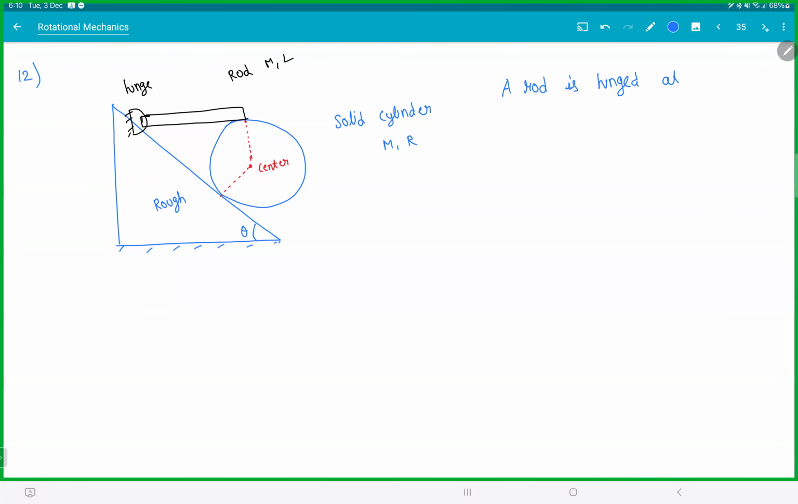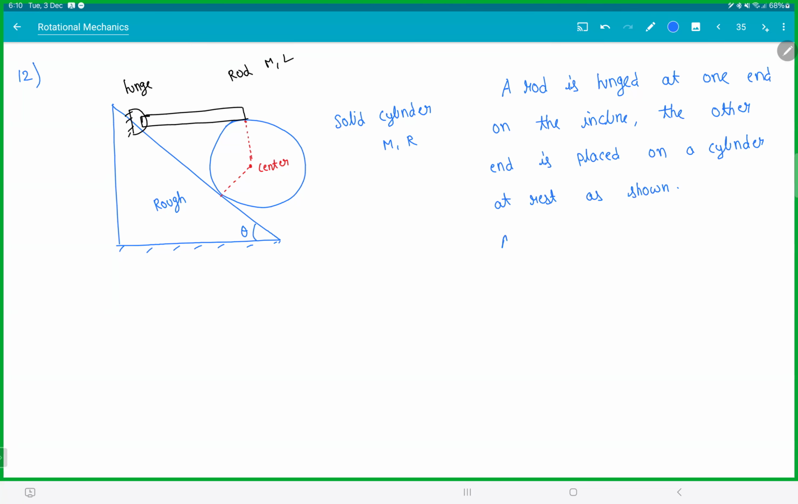So the rod is hinged at one end on the incline. The other end rests on a cylinder. And if there is no cylinder, what would happen? The rod would fall down like this, no? The rod will slide and fall down there. So the cylinder is there. On the other end, it is placed on a cylinder at rest. As shown.